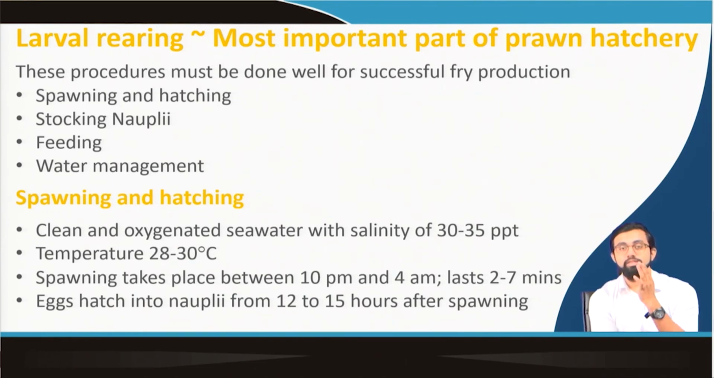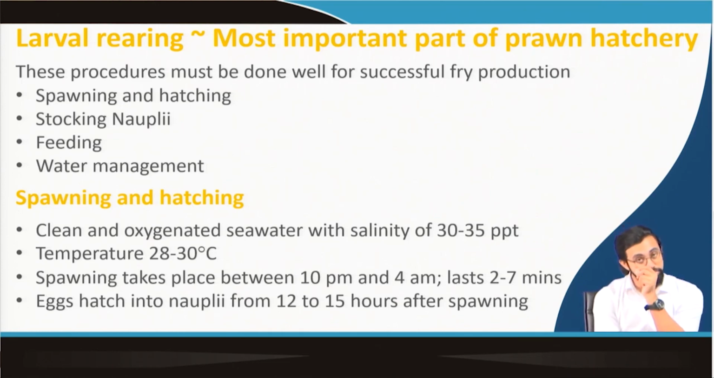Clean and oxygenated seawater with a salinity of 30 to 35 ppt is required, with a temperature range of around 28 to 30 degrees Celsius. Spawning takes place between 10 p.m. and 4 a.m., which is late at night. Late night is the best time for spawning, and it lasts for around 2 to 7 minutes. The eggs hatch into nauplii 12 to 15 hours after spawning.